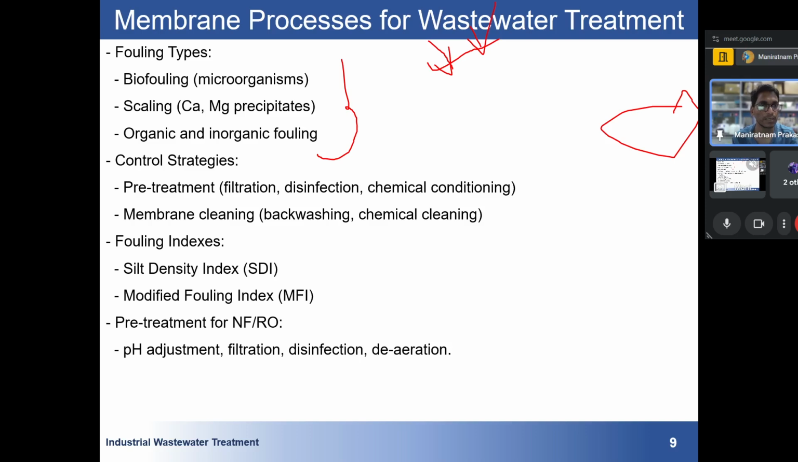We know that the contaminant will be attached on the upper portion, so we can do a backwashing with the help of some other clean water. The contaminant is removed, and we can reuse it for another purpose.